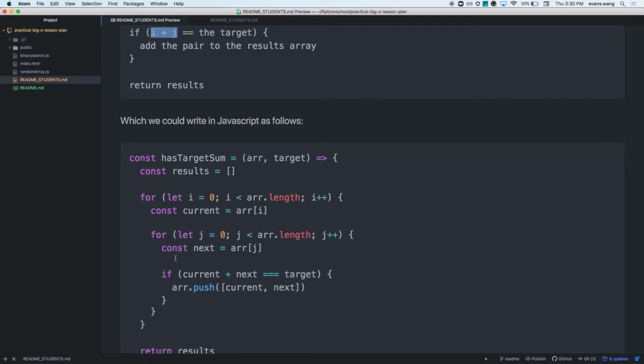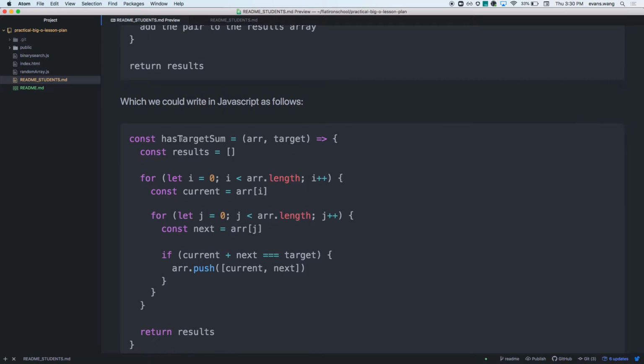So if you really want to see it, this is what it looks like. You have a hasTargetSum function that takes in 2 arguments. You make an empty array so you can push into it, because you're going to collect all these array pairs. You're going to loop through the entire array, and right now, array at index i, which is 0, is the current item you're looking at. Inside this for loop, you're going to look again at a new variable called j.